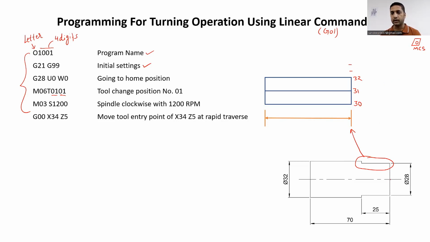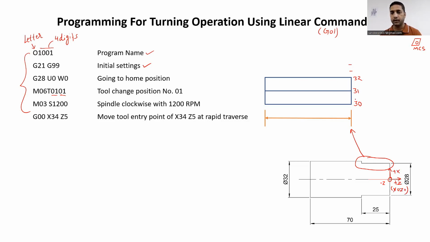We know with respect to the work coordinate system, at this particular center point, we will have X and Z value as 0. So this will be your plus Z with respect to this point. This will be your plus X. And at the center of this workpiece, we will have X0 and Z0 value.